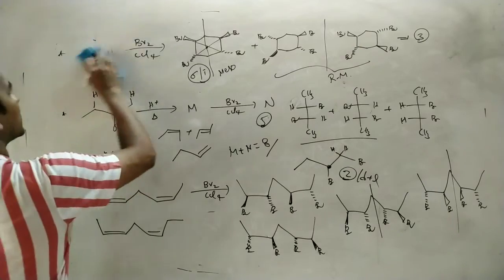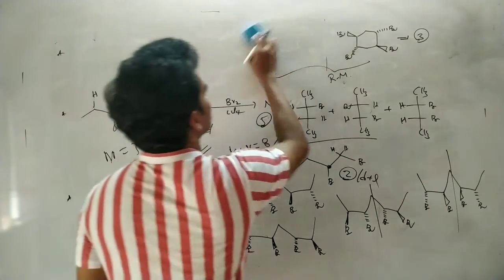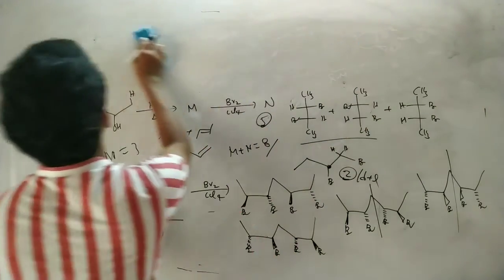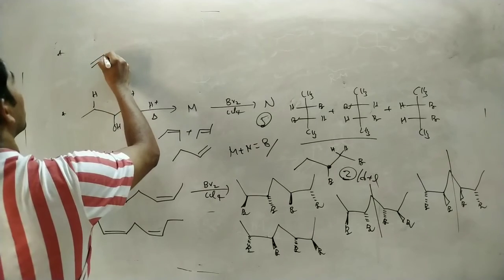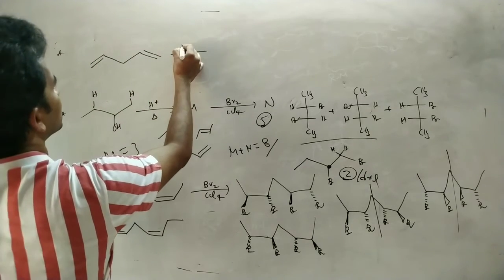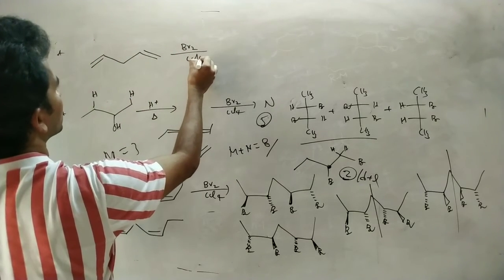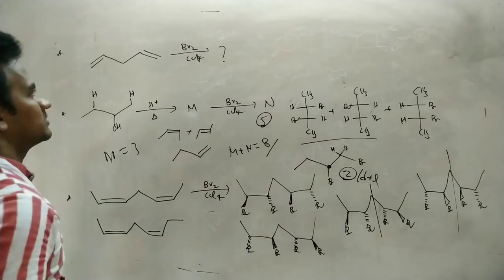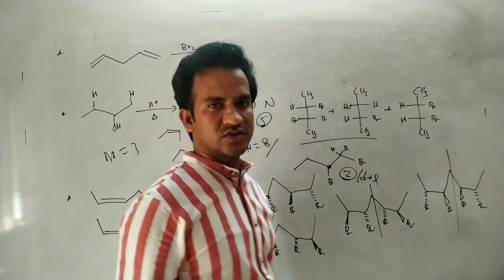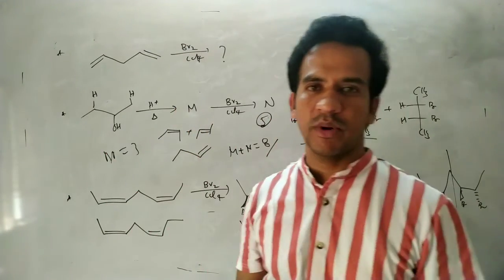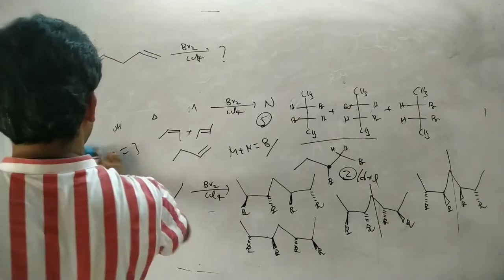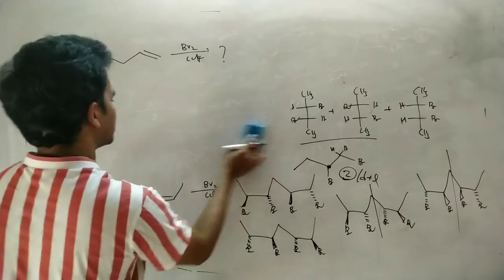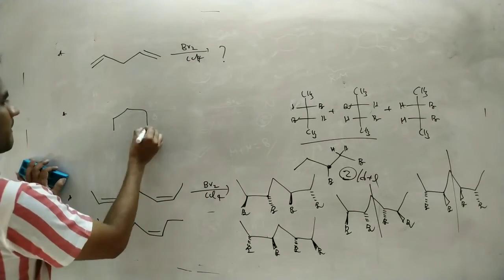Okay. So next, this compound. This is the diene. On addition with the bromine solution, how many products are possible? Answer this question and give your answer in the comment box. And next, this one.